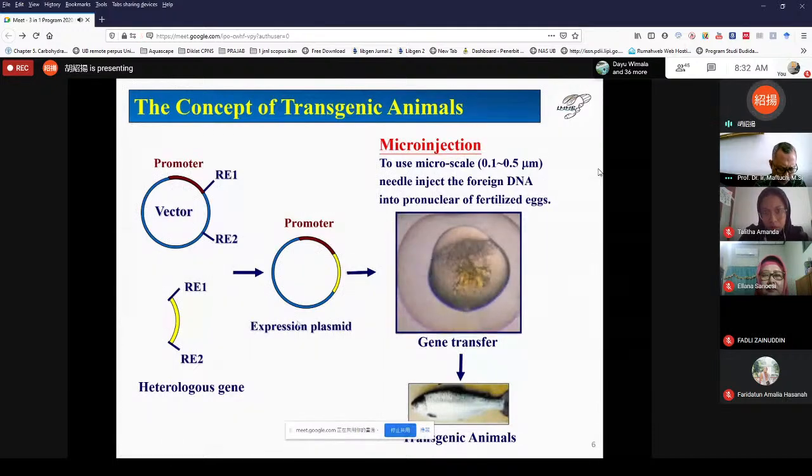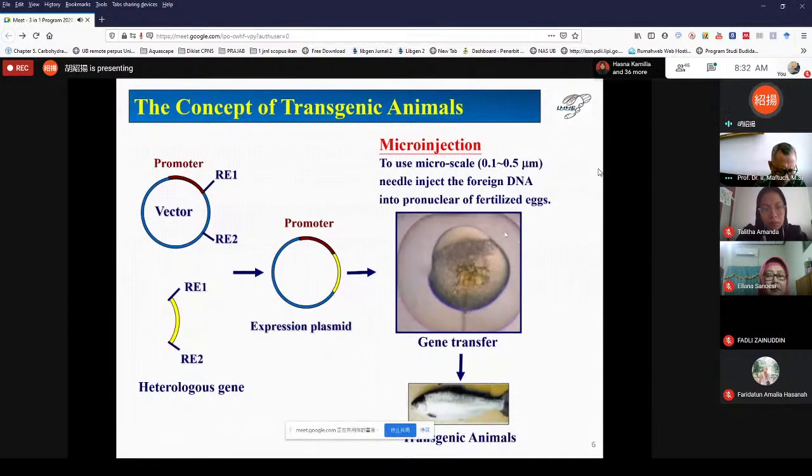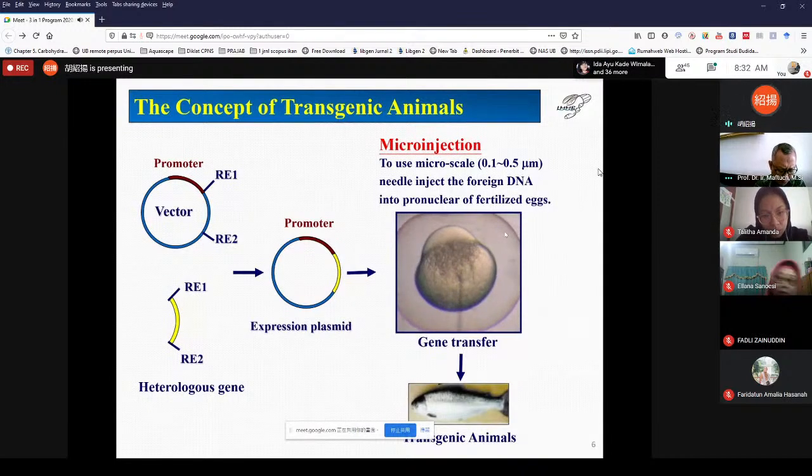So after you get the expression plasmid, we can transfer the gene into the embryo. In the video, you can see the zebrafish embryo. In my lab, we use two ways to transfer genes. One is microinjection, and one is electroporation. To increase the gene transfer rate, we use microinjection.